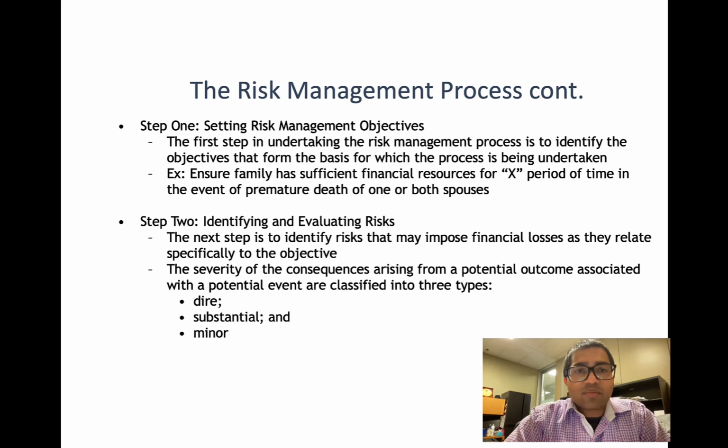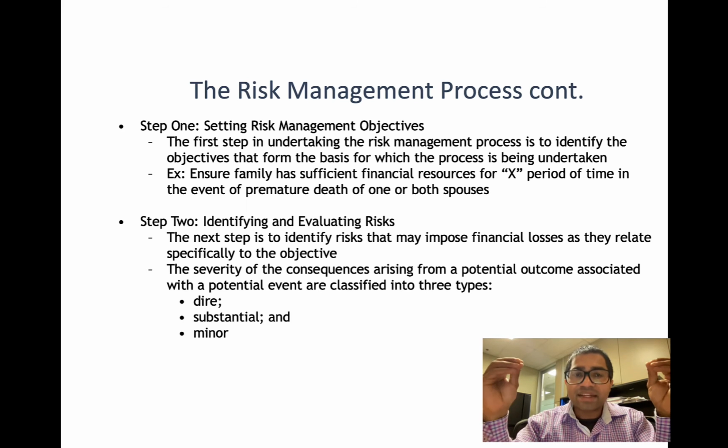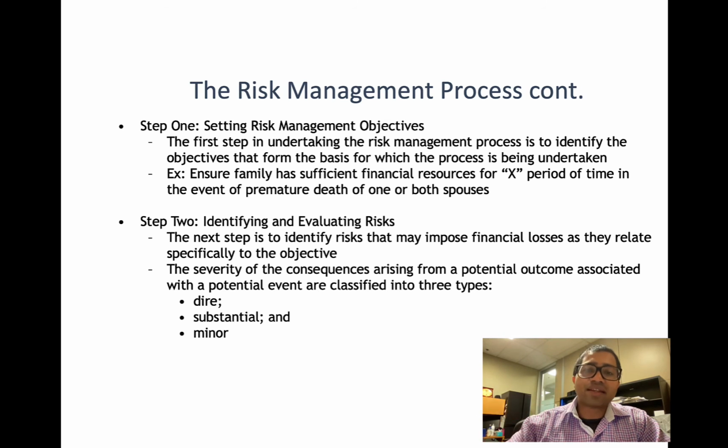So step 1, setting the risk management objective. The first step in understanding the risk management process is to identify the objectives that form the basis for the process that is being undertaken. So example that they have given, ensure a family has sufficient financial resources for X period of time in the event of a premature death of one or both spouses, right? If you have financial dependents, this becomes very crucial, right? That your family is taken care of if something happens to you.